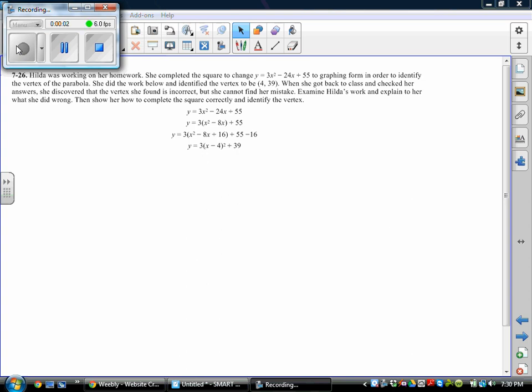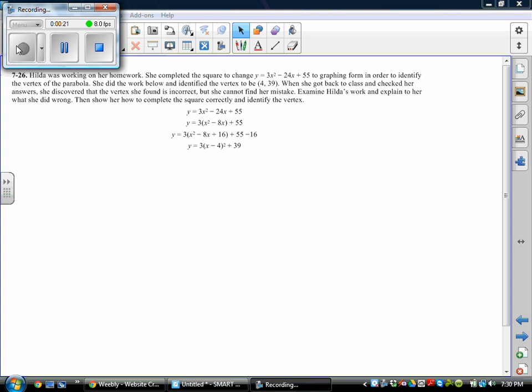This is problem 7-26 in section 7.1.2 homework. It's talking about Hilda completing the square to change her equation from standard form into graphing form, and she's finding the vertex, but it was incorrect. So that means her equation is most likely incorrect.